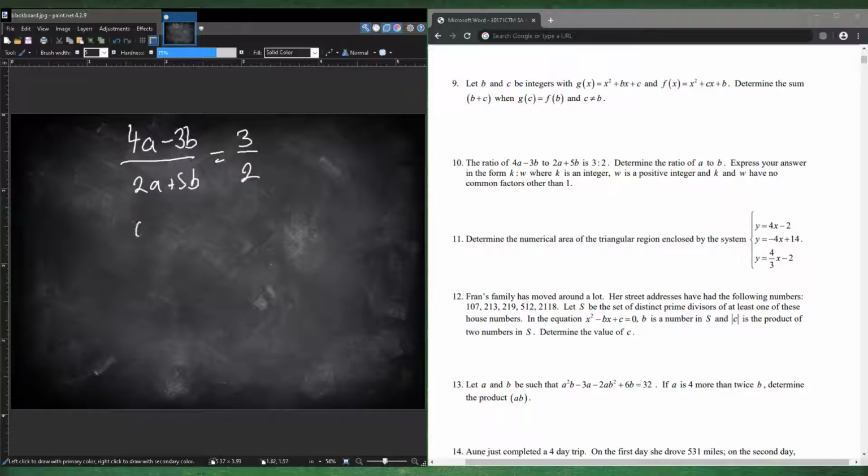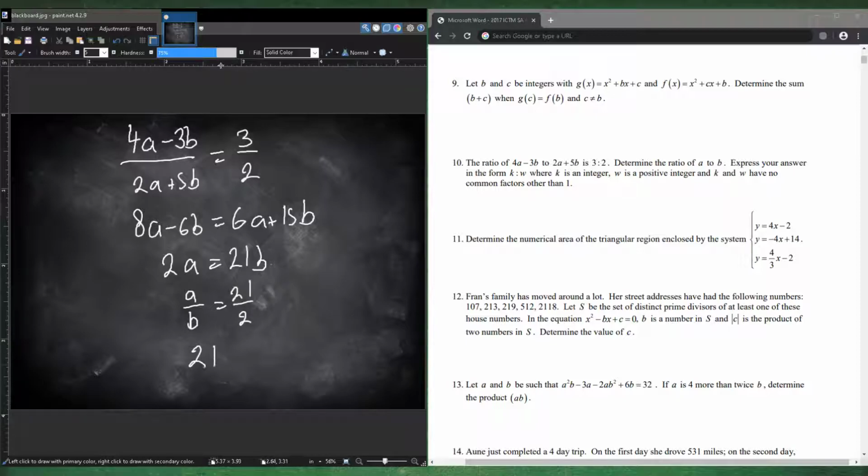So cross multiplying, 8a minus 6b is equal to 6a plus 15b, right? Subtract from both sides. 8a minus 6a is 2a, and 15b plus 6b is 21b. And then to find the ratio of a to b, we have to divide by b on both sides. So it's going to be a divided by b, right? Then you move 2 to the other side, so it's 21 divided by 2. So the ratio is just going to be 21 colon 2.